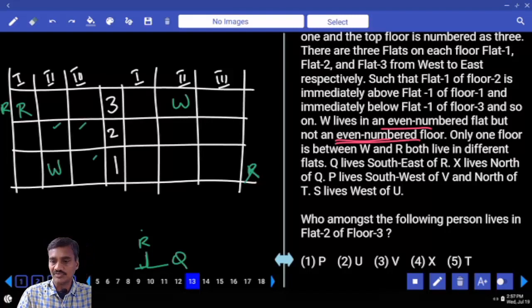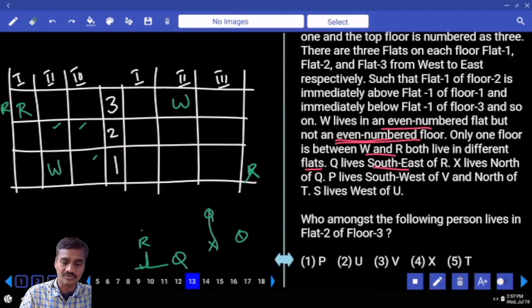Then only one floor between W and R, both live in different flats. And Q is to the southeast. X lives to the north of Q. X is to the north of Q, isn't it? Now X is to the north of Q. Then north of Q, X can be like this, like this, or like this. 3 possibilities.